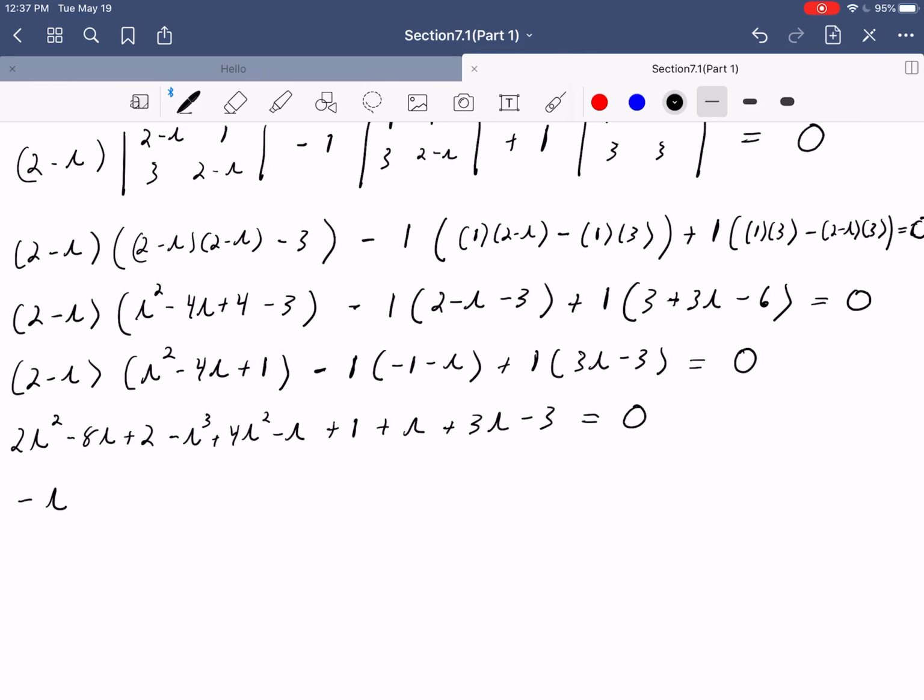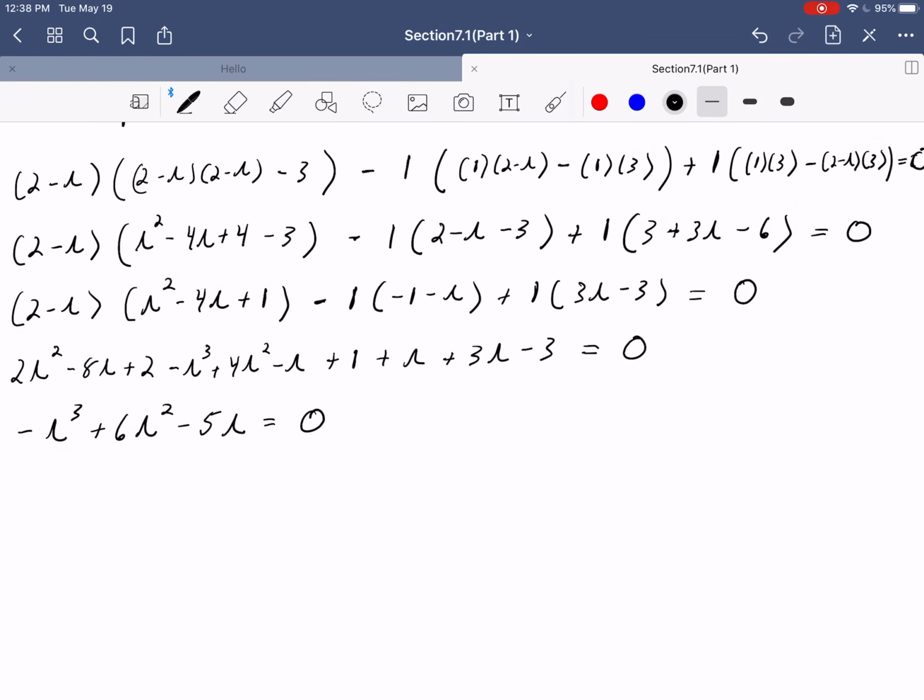And it looks like we should get minus lambda cubed for the cubic term. For lambda squared, we've got 2 lambda squared and 4 lambda squared, so we should get 6 lambda squared. Then we've got minus 8 lambda, minus lambda, so that's minus 9 lambda, plus lambda, minus 8 lambda, plus 3 lambda, so minus 5 lambda. And then finally for constants, we've got 2, and then 1, and then minus 3, so that's going to be 0. So we get equals 0 there.